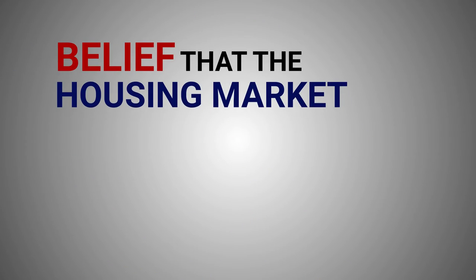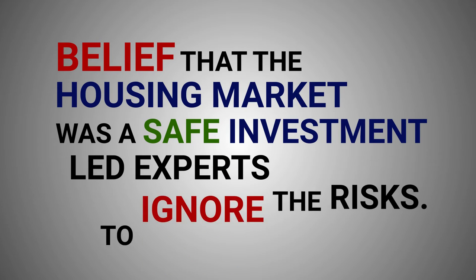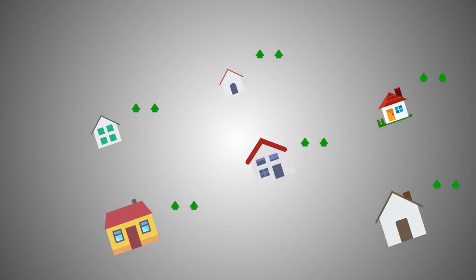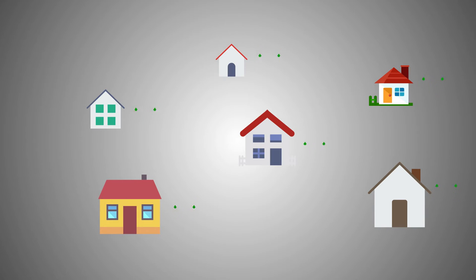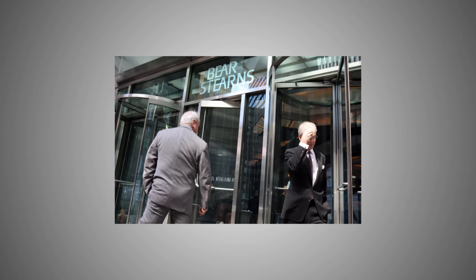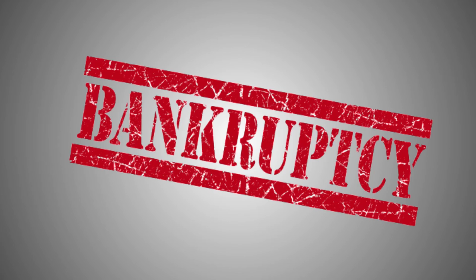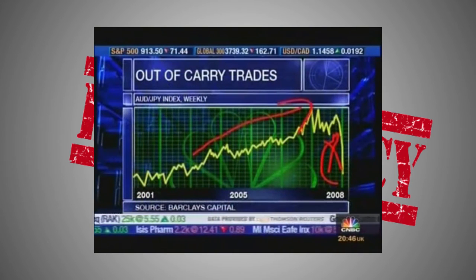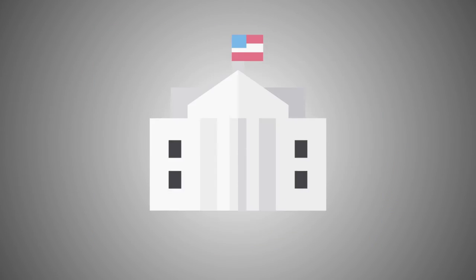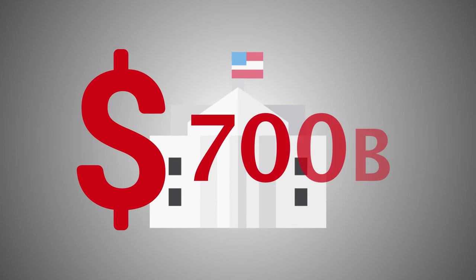The belief that the housing market was a safe investment led experts to ignore the risks. So people just kept on borrowing. It seemed as though the increasing prices would last forever because no one saw a need for alarm until it was too late. Unfortunately, many buyers could not afford their housing loans, and as defaults soared, prices plummeted. Giant banks like Bear Stearns, Lehman Brothers, and IndyMac declared bankruptcy, leading investors to panic. Reacting to the panic and the rapid economic decline, the U.S. government stepped in and spent $700 billion in tax money in order to bail out these big banks.